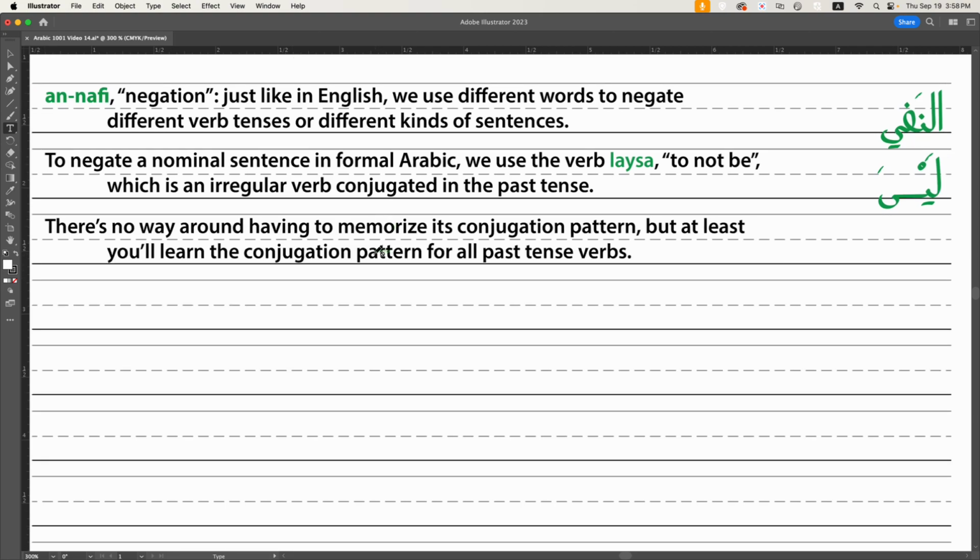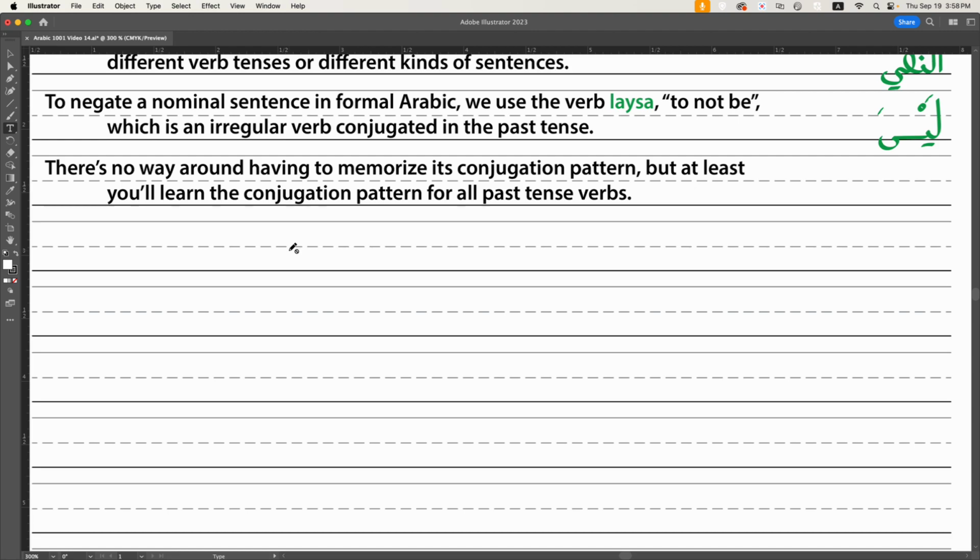There's no way around having to memorize the conjugation pattern for laysa, but this is the same pattern you use for all past tense verbs, so it will come in handy later on. Let's start with first person. I'm going to say ana lestu al-ustad.